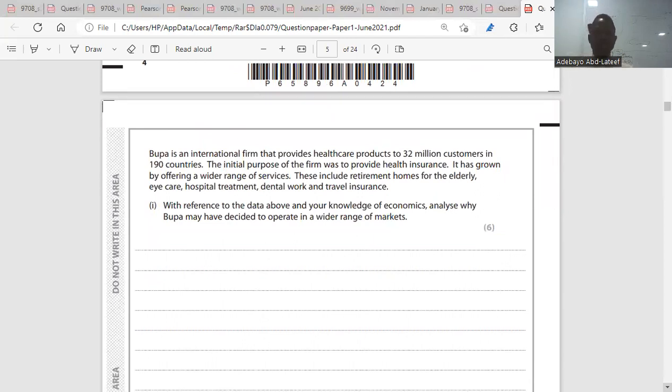Bupa is an international firm that provides healthcare products to 32 million customers in 190 countries. The initial purpose of the firm was to provide health insurance, and it has grown by offering a wide range of services. This includes retirement homes for the elderly, eye care, treatment.